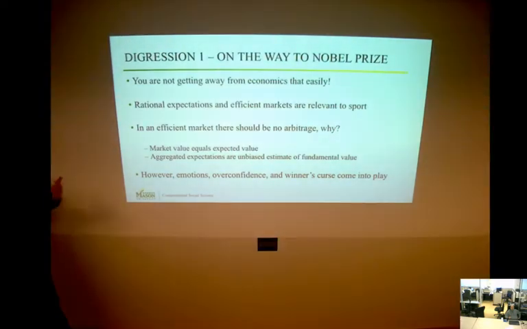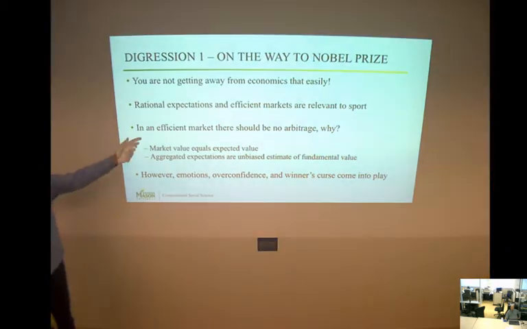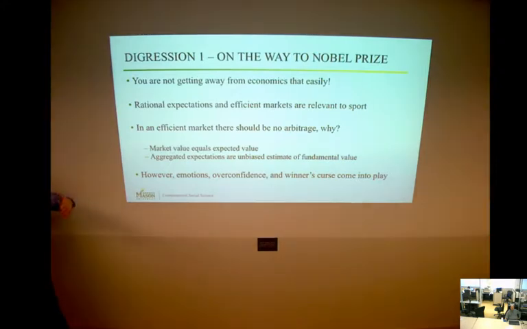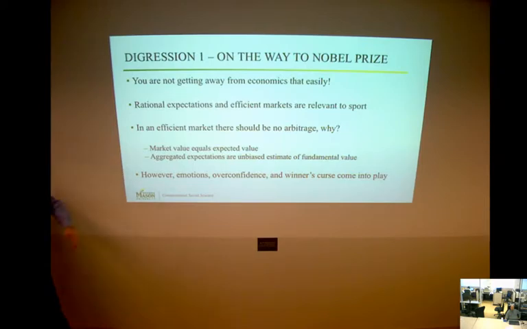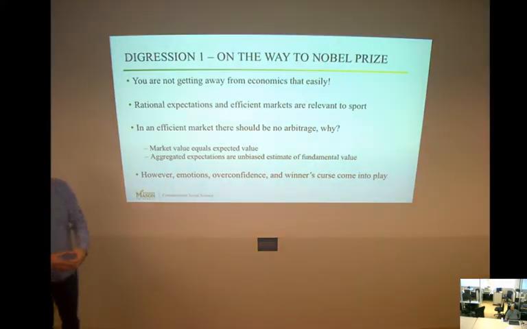And the point is that rational markets or rational expectations and efficient markets are still relevant to sport. So, we go to the Chicago school, rational expectations, everyone has the same belief because everyone has the same information and will form a common view of the value of something. So there should be no arbitrage in a market. So there should be no ability for someone to outperform someone else in an efficient market. So as I said, the market value will equal the expected value, and the aggregated expectations are unbiased. So, just the wisdom of the crowd, everyone comes together, so everyone should know how much a player is worth, just like everyone should know how much a stock is worth, how much a can of Coke is worth.